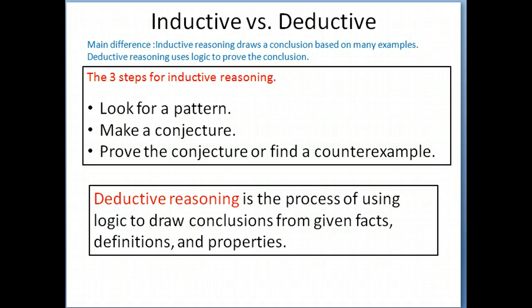Okay, so the main difference between inductive reasoning and deductive reasoning is that inductive reasoning draws conclusions based on examples, on many examples that we see over and over again, while deductive reasoning uses logic to prove the conclusion. So it uses given facts, given rules, given properties, and then logically thinks through the problem to solve it, where inductive reasoning looks at examples and uses that instead.